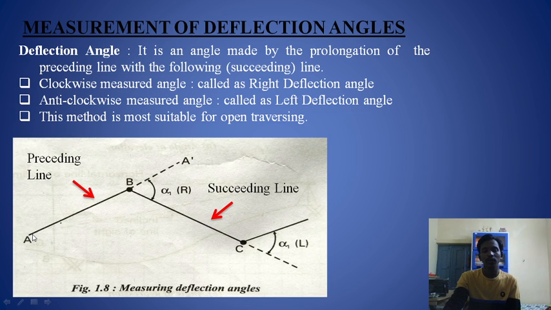So you can see the direction A to B and B to C. Here the line AB is behind station B and the line BC is forward.